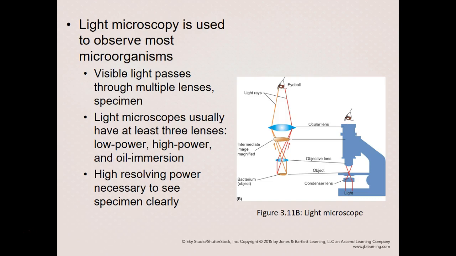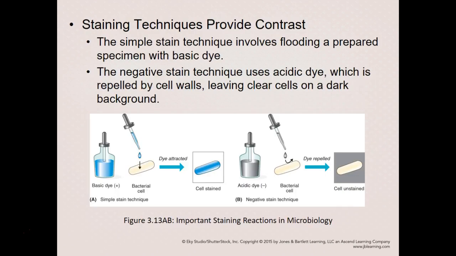So with a light microscope, you're going to use light, which will pass through the lenses and the specimen. And what we will see is the microorganism under the highest power, which is oil immersion, so that we can identify the microorganism, its shape and its size. But we can only do that if we stain the microbe.